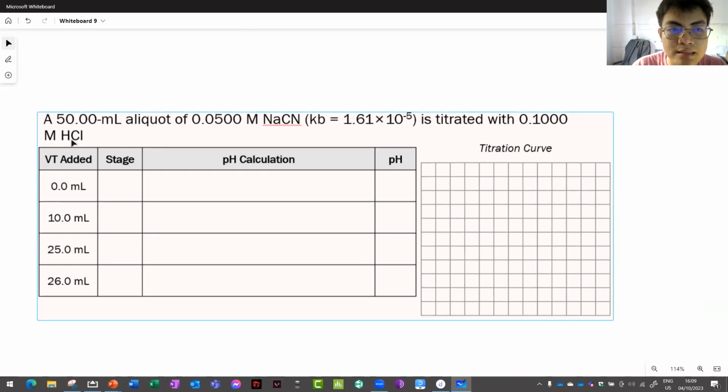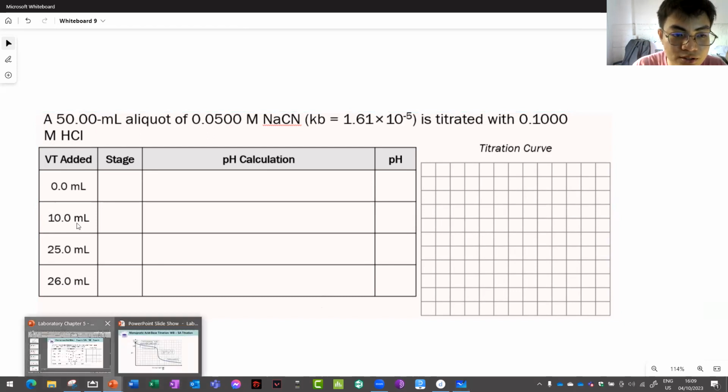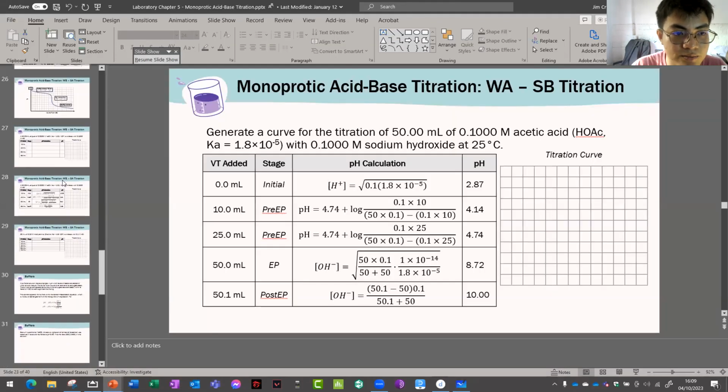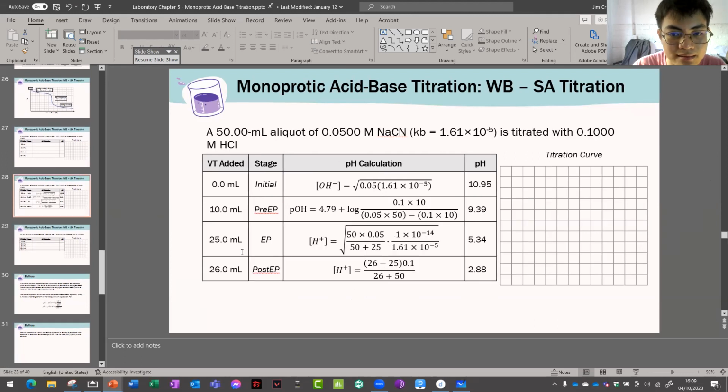HCl is an acid, no? So this is a weak base strong acid titration. Try to use the equation for weak base strong acid. And again, the answer is in the PowerPoint, but solve it first. Let's look and see if you get this answer.